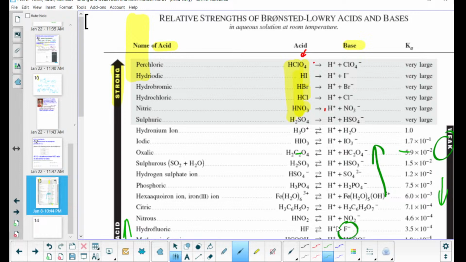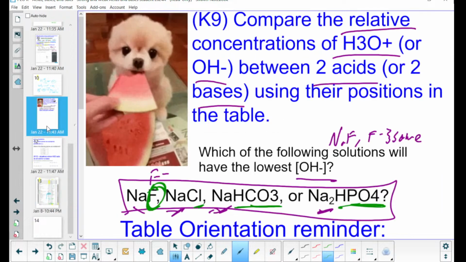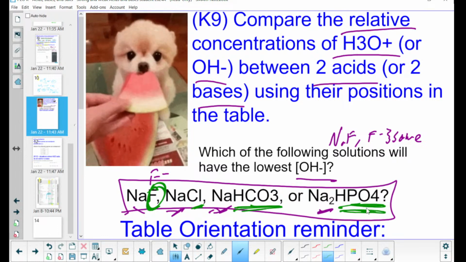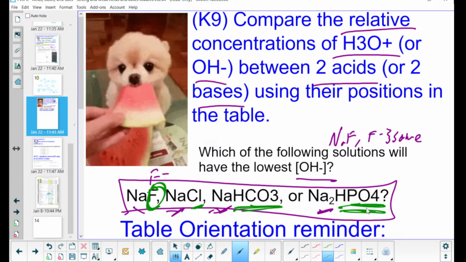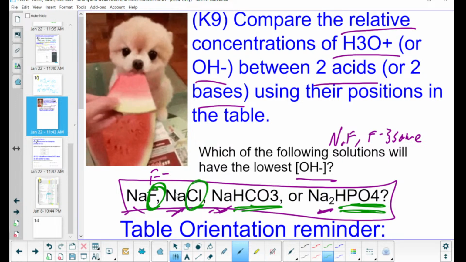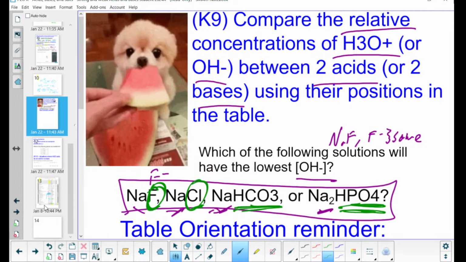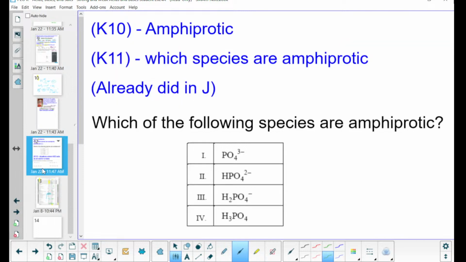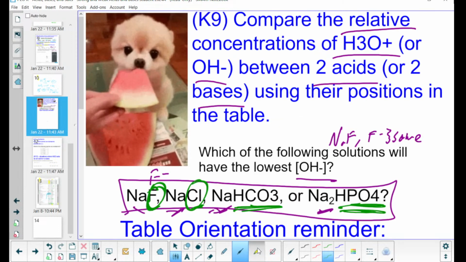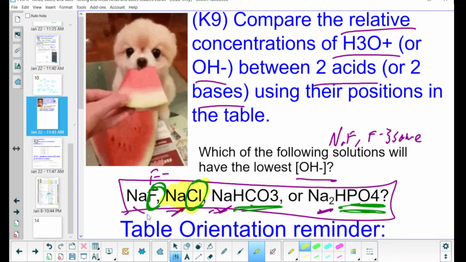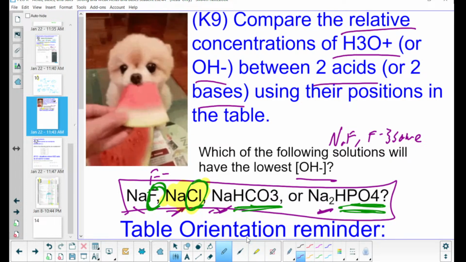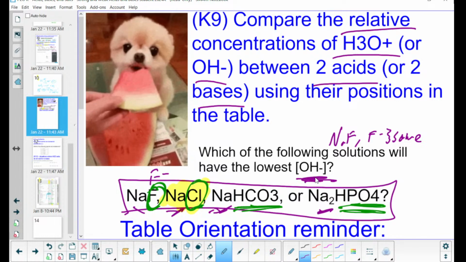Where's F minus? But we also have Cl minus, HCO3 minus 1, HPO4 minus 2. Cl minus is a lot weaker. Cl minus is so weak, it's not even a base. It's a spectator ion. I was thinking the acid side. So this one is the weakest one. That'll have the lowest concentration of hydroxide because it won't generate any hydroxide.